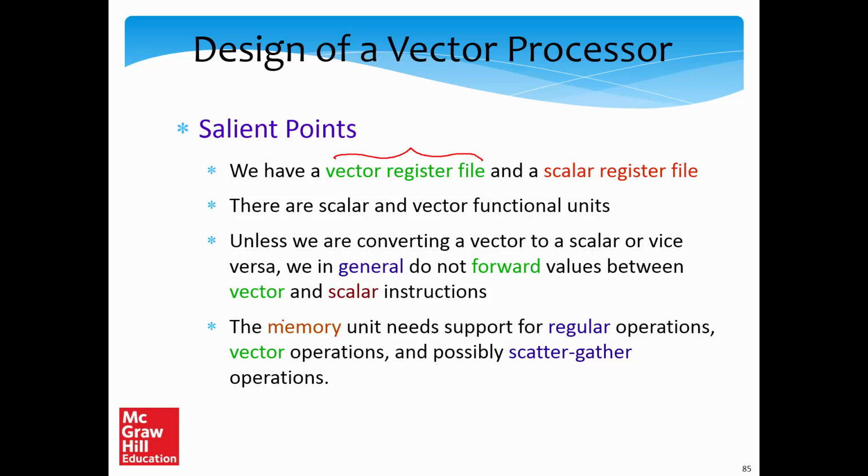And also the memory unit has to be more sophisticated, right? The memory unit and ALU to compute the predicated instructions, they need to be more sophisticated. In particular, the memory unit needs support for regular operations, vector operations, and possibly scatter gather vector operations if they are supported.